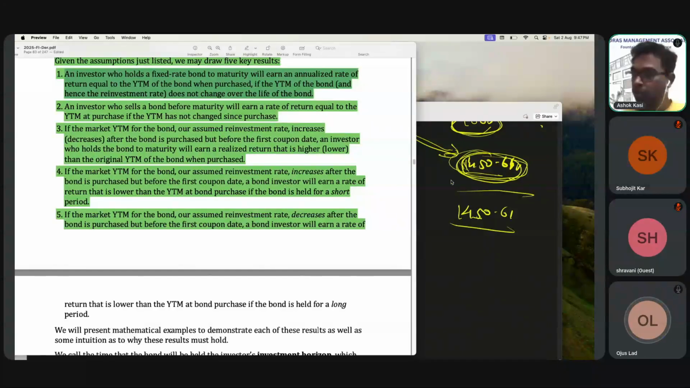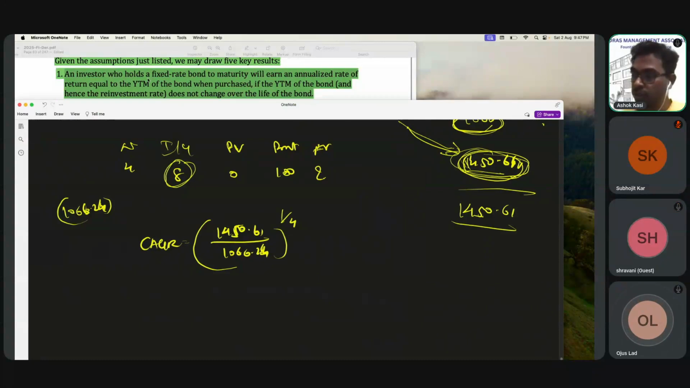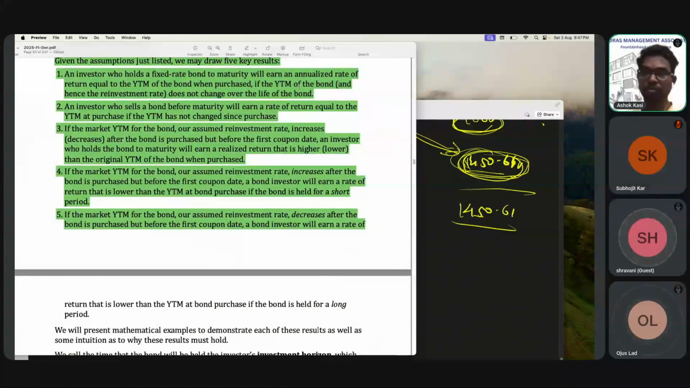Understood? So that's why when you read all this, you have to practice very well. You have to practice so well that you are able to understand all these things, so your mind accepts the statements.